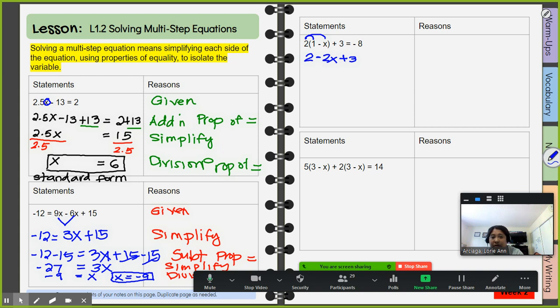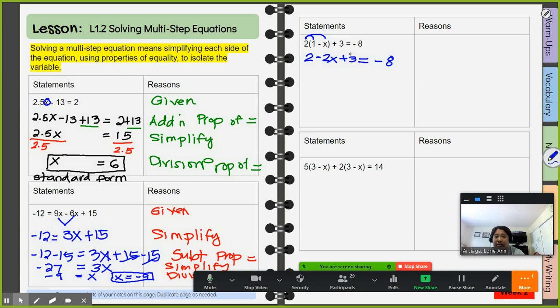And then equals, oh, what happened to my pen? It disappeared. Okay, there. Oh, now I'm writing random stuff. Let me just erase this one. Okay. All right, so equals negative 8.